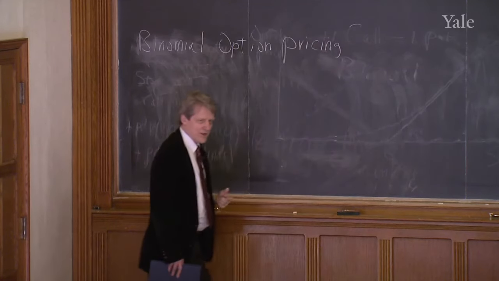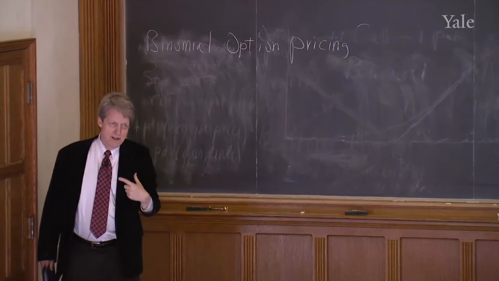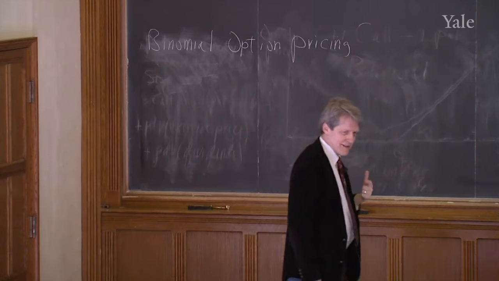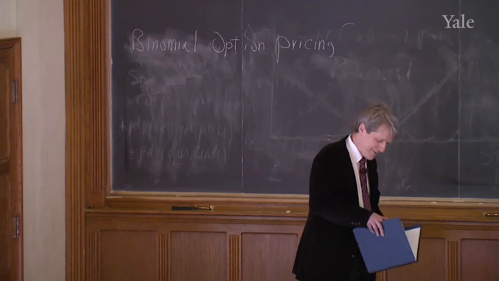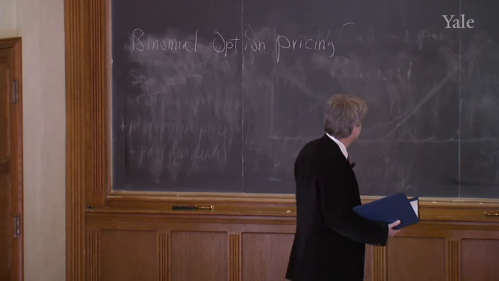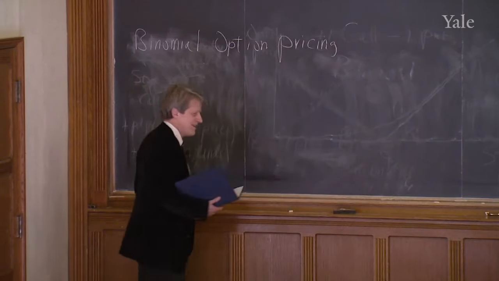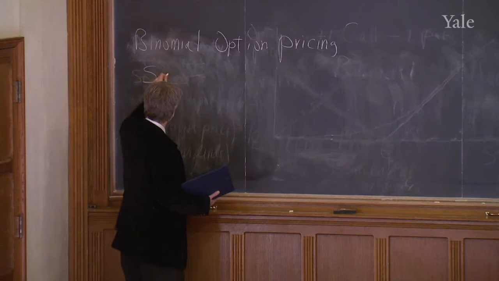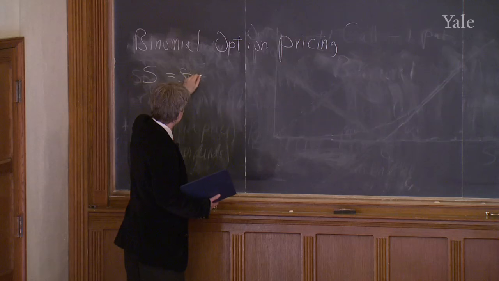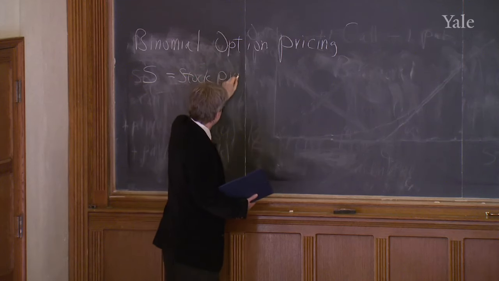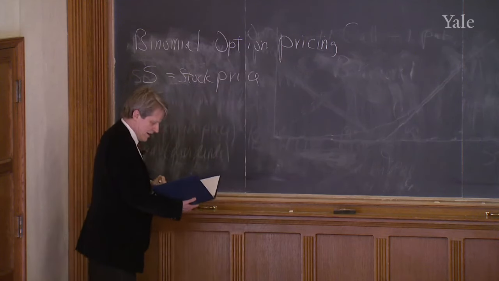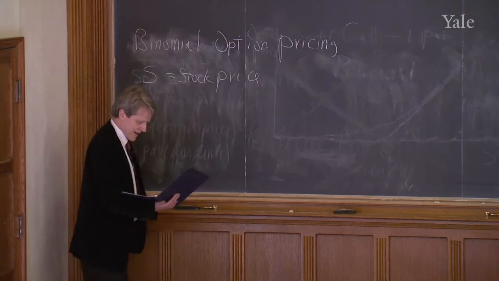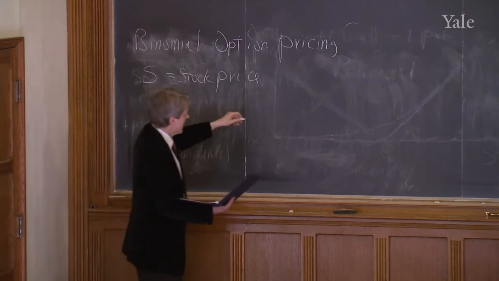And to simplify the story, I'm going to tell a story about a world in which there's only two possible prices for the underlying stock. That makes it binomial. There's only two things that can happen. And it can either be high or low, all right? So let me get my notation. I'm going to use S as the stock price, and that's today.